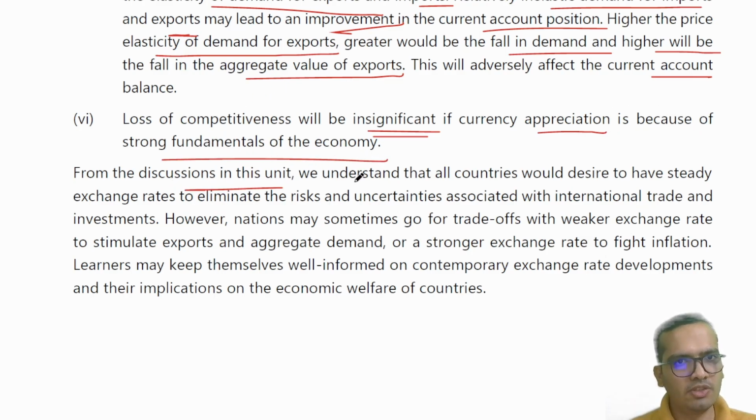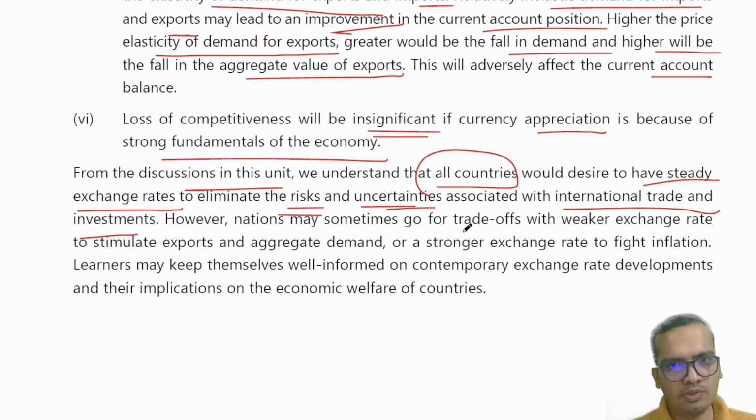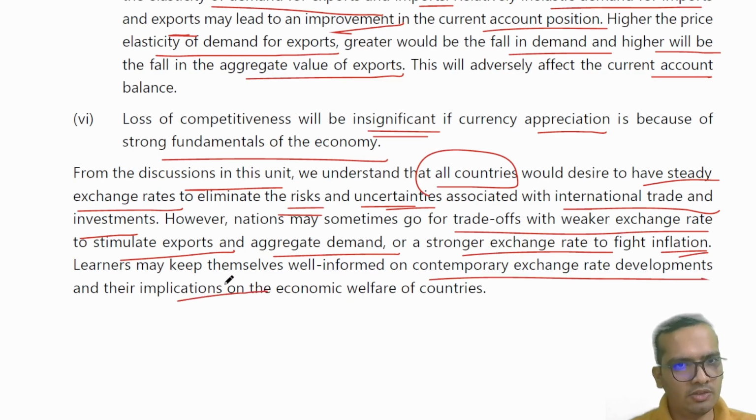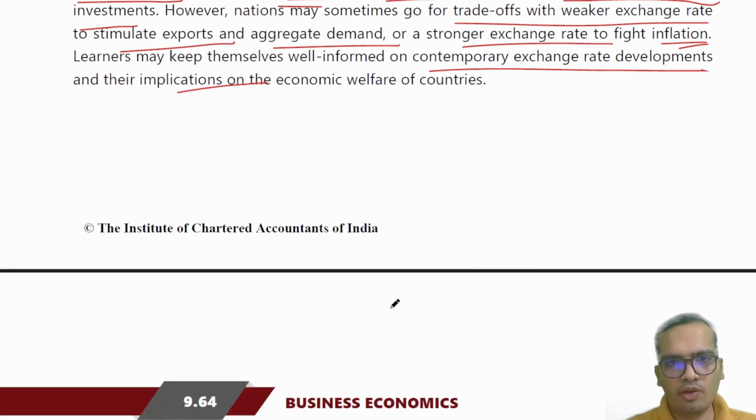From the discussion of this unit, we understand that all countries would desire to have steady exchange rates to eliminate the risk and uncertainties associated with international trade and investment. However, nations may sometimes go for a trade-off with a weaker exchange rate to stimulate exports and aggregate demand, or a stronger exchange rate to fight inflation. Learners may keep themselves well informed on contemporary exchange rate developments and their implications on the economic welfare of countries.